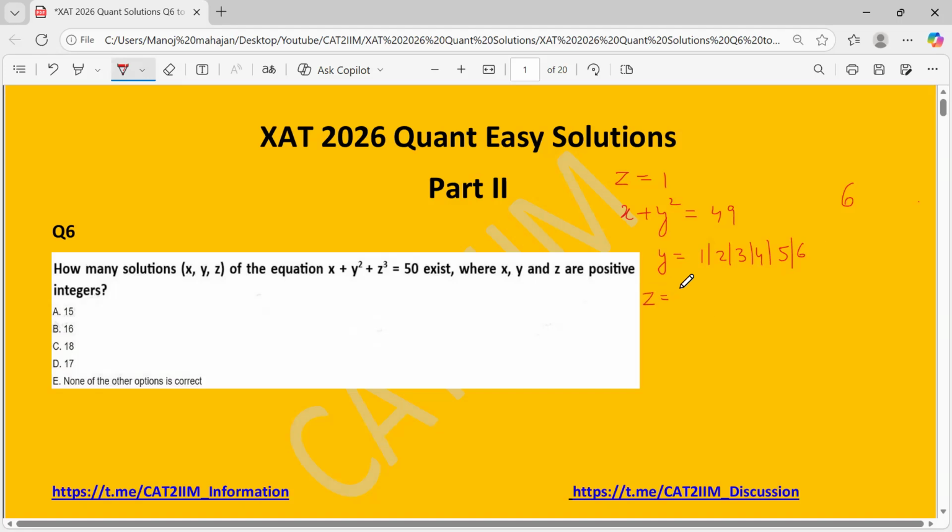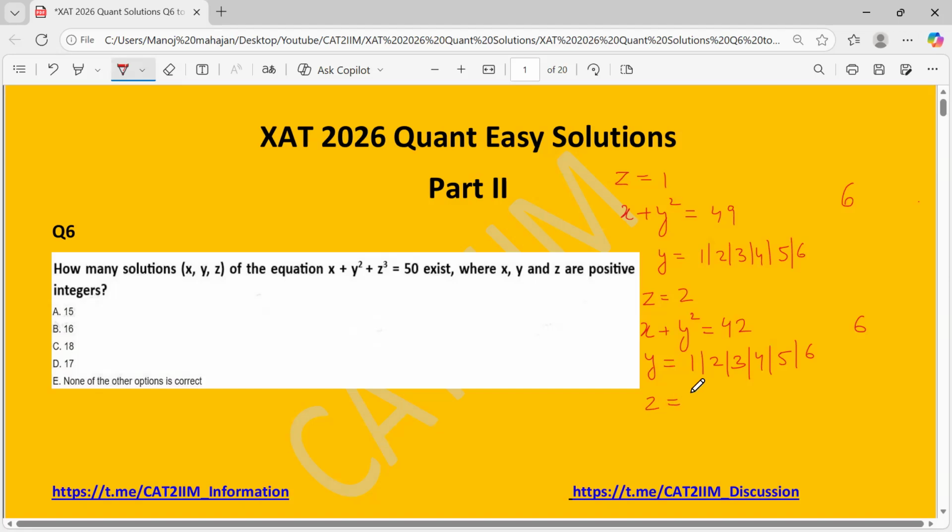Now put z as 2. Now you would find it was an easy one to do. Maybe students would have figured it to be a difficult one because they found the equation difficult, but it was actually a doable one in the XAT paper. So x plus y square is what? 50 minus 2 cube, that is 8, so 42 I'll be having. My y, if I again focus, could be 1, 2, 3, 4, 5, 6. Again, 6 solutions we'll have over here.